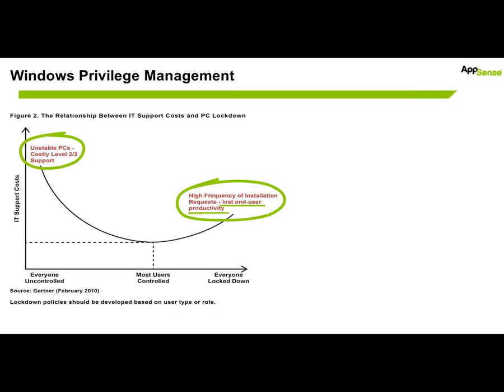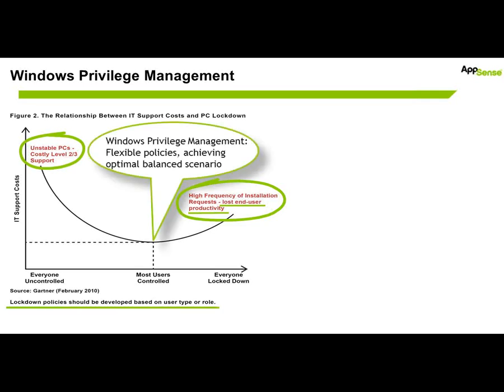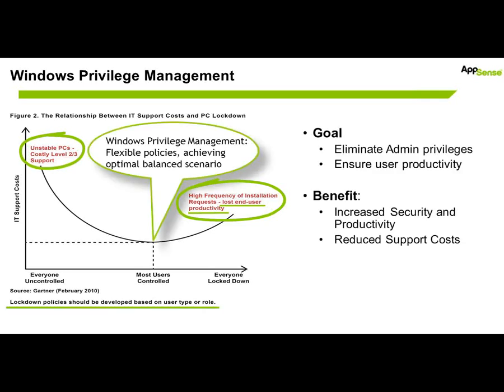It's a catch-22. So what we actually need to think about is how we dynamically give the user everything they need and nothing else, based on who they are, where they are, and the device they're using. So Windows Privilege Management is about finding that sweet spot which meets the flexibility and productivity requirements of the user, and the control and security for the IT department, at the best possible price point.